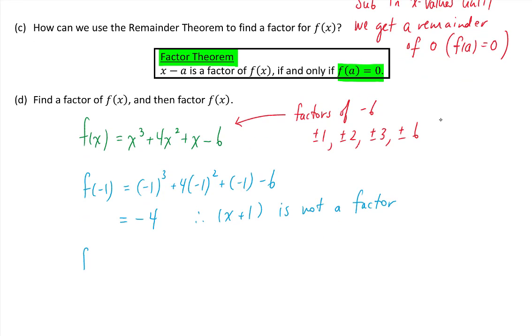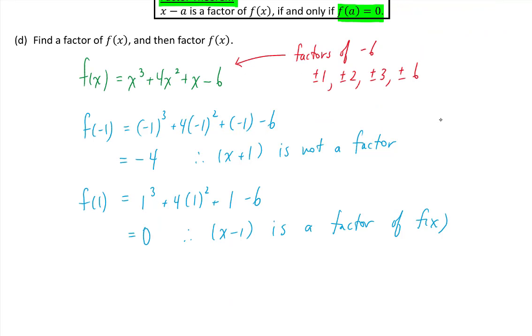So let's go to our next option, f at 1. And if you try f at 1, you get 1 cubed plus 4 times 1 squared plus 1 minus 6, which does equal 0. And since it equals 0, based upon the factor theorem, we know that x minus 1 is a factor.